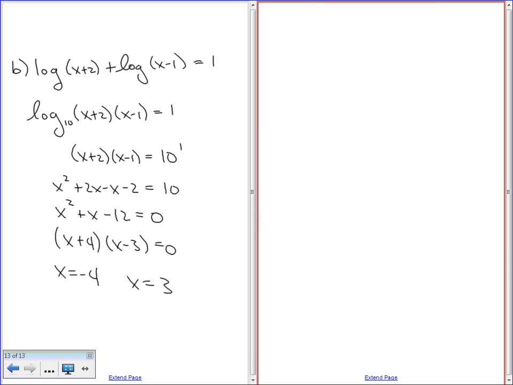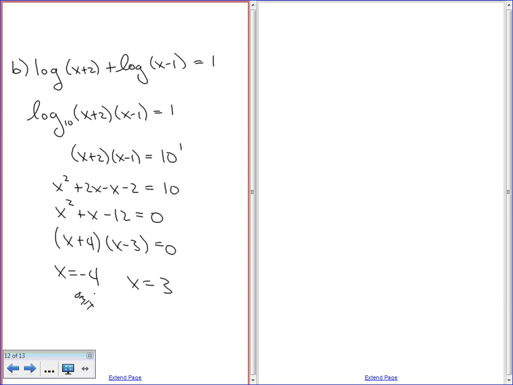Just take a second to check your answer to make sure that it satisfies the original equation. If I put negative 4 up into here, I get negative 4 plus 2, which is negative 2. I cannot take the log of negative 2, so I have to omit that answer. It doesn't work. 3 plus 2 is 5. I can take the log of 5. 3 minus 1 is 2. I can take the log of 2. That one works. That's the answer to my question.